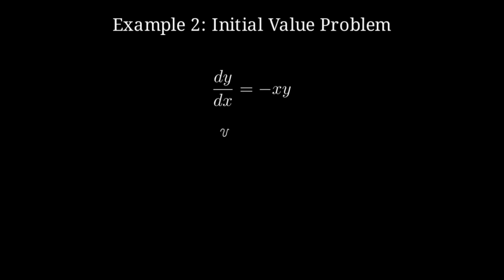Given dy over dx equals negative x times y, with y of 0 equaling 3. First, separate, divide by y and multiply by dx. We get 1 over y dy equals negative x dx. Now we are ready to integrate both sides.